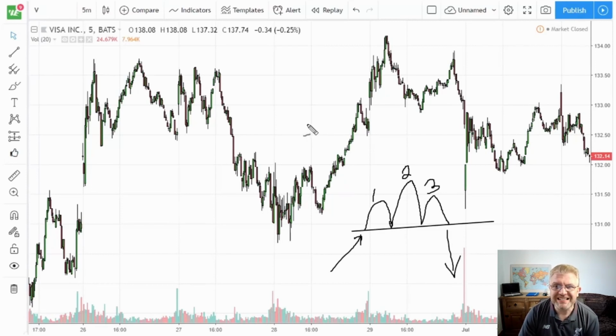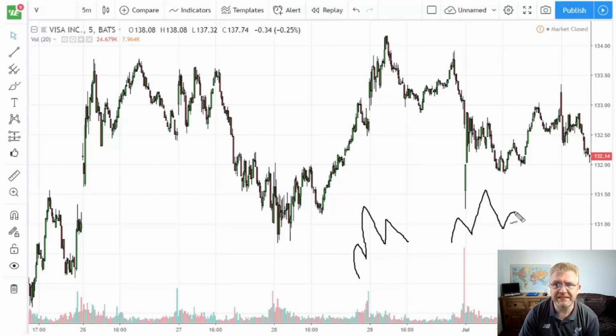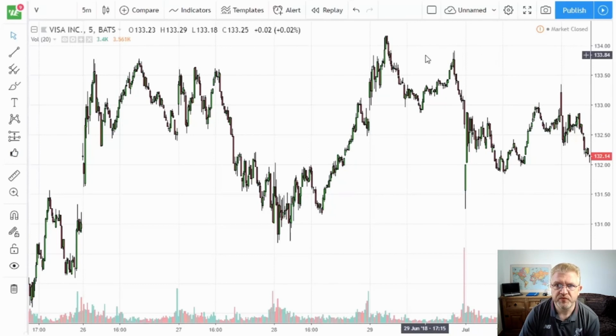The head and shoulders has a built-in measuring stick. You just take the highest point of the pattern to the neckline and extrapolate that down. It's pretty straightforward. It's just a failure to continue to make an uptrend. They don't have to be straight up. They can be at angles as well. So, you know, instead of just straight up, the ones that are straight like this are a little easier to spot. But beyond that, there really is no difference.